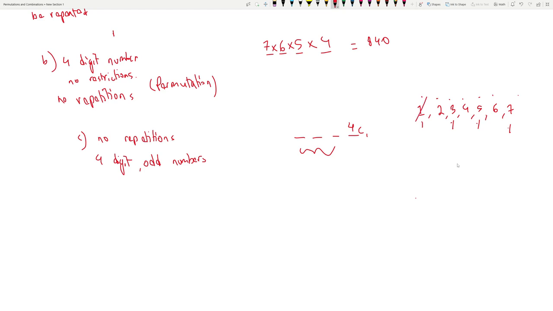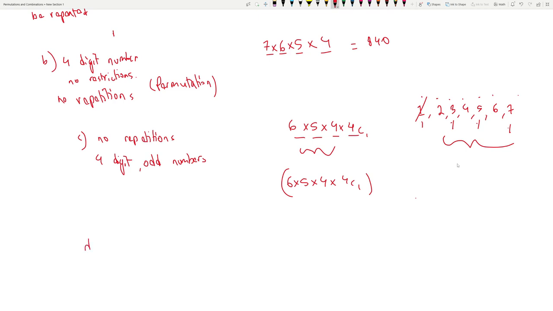Suppose I used up 1. How many numbers do we have left? 1, 2, 3, 4, 5, 6. So 6 options over here, 5 options over here, 4 options here again. So it's basically 6 into 5 into 4 into 4C1. So that's how you do it.